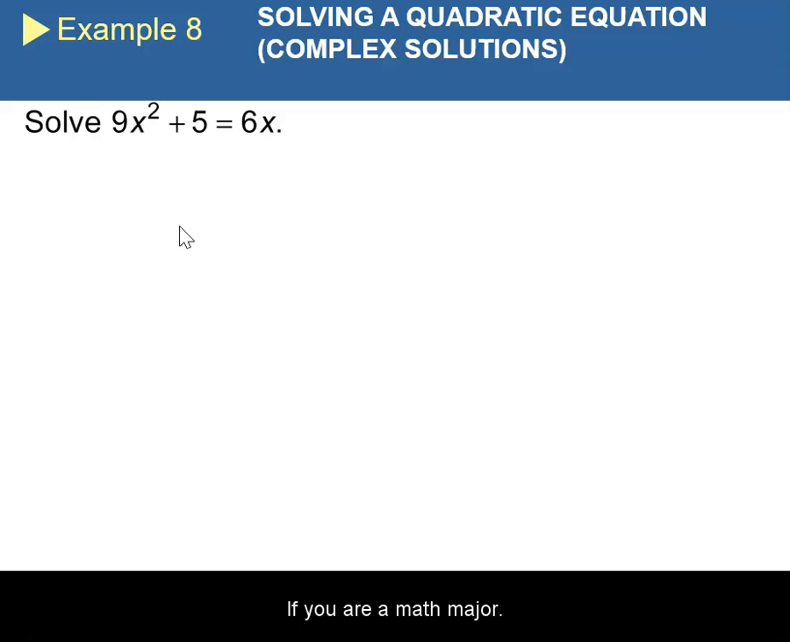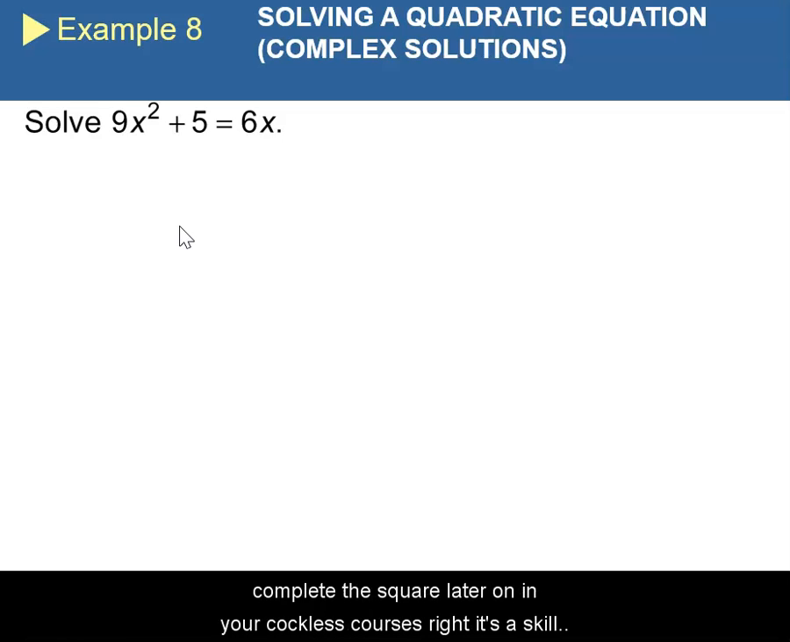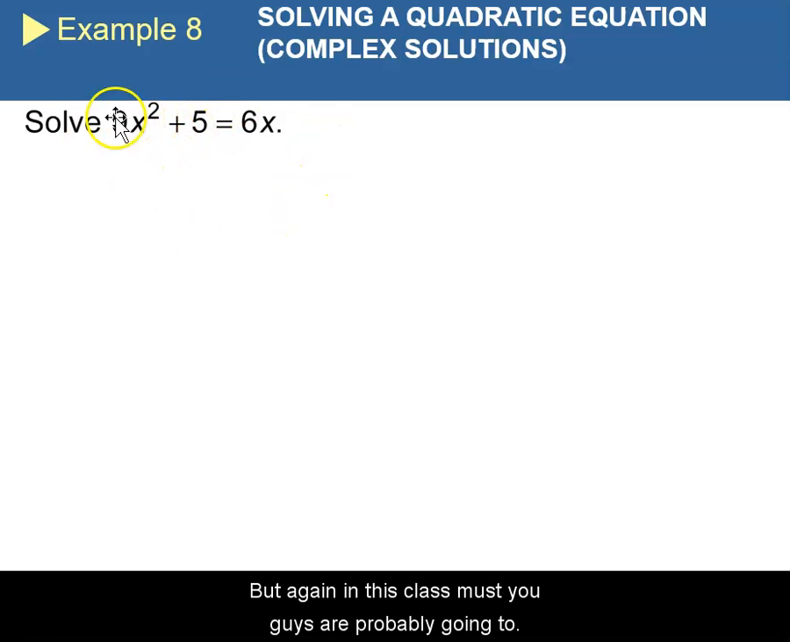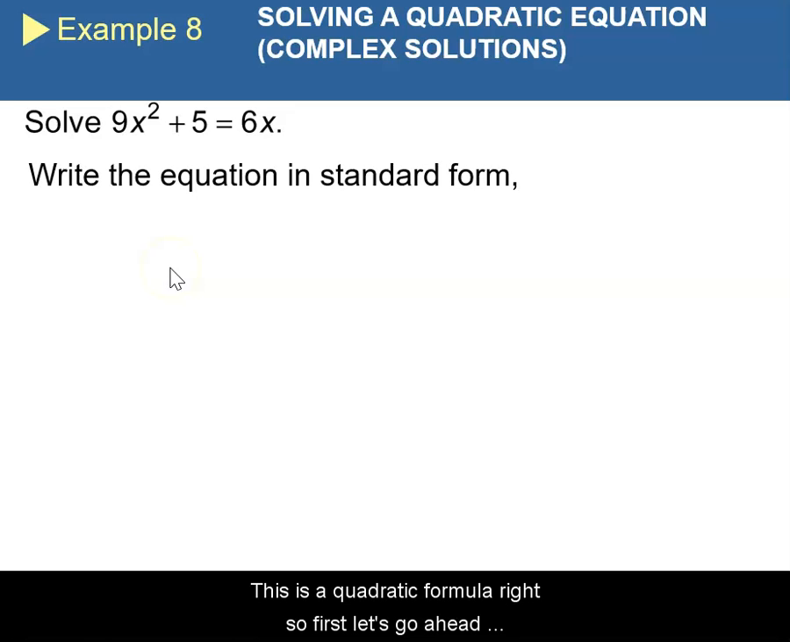Although, if you are a math major or a physics major, you are definitely going to have to complete the square later on in your calculus courses, right? It's a skill that it's not super common, but there are definitely questions, especially when you start talking about conics and things like that, that you're just not going to get away from. In fact, my pre-calculus class, they complete the square all the time. So it is a skill that you want to make sure you don't forget how to do. But again, in this class, most of you guys are probably going to just use the quadratic formula, right?